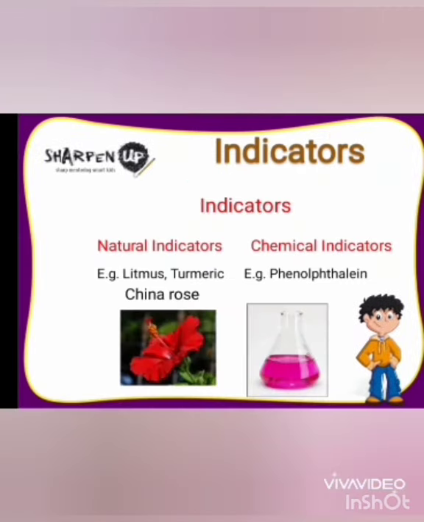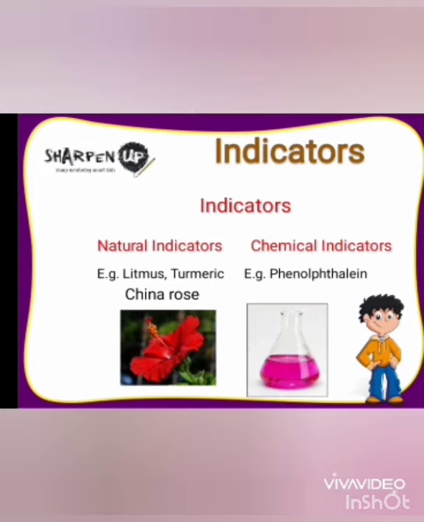Now, next we have to discuss the indicators. Indicators are substances that are used to test the acidic and basic nature of substances, as they show a change in color on coming in contact with such substances. Mainly we have two types of indicators: natural indicators and chemical indicators.